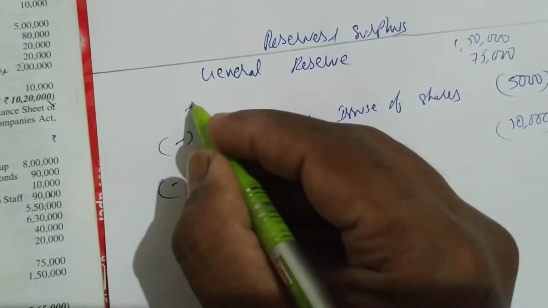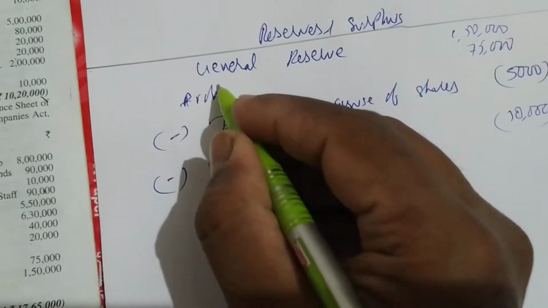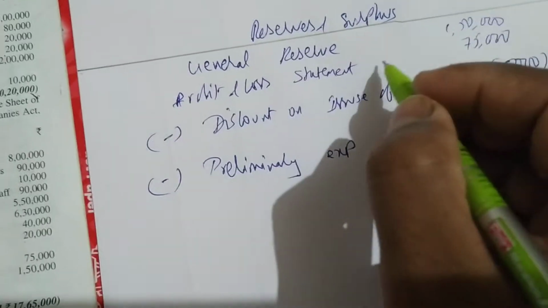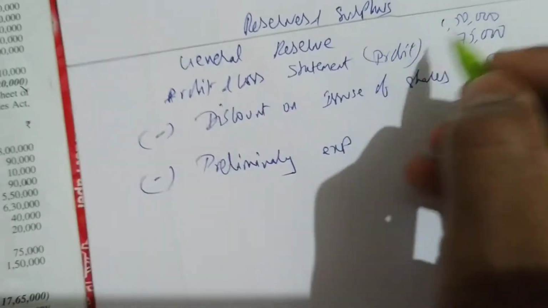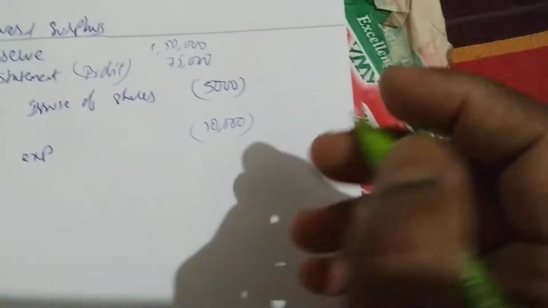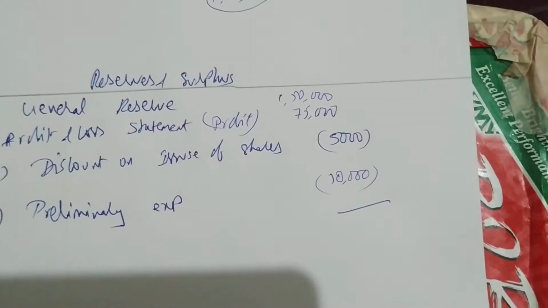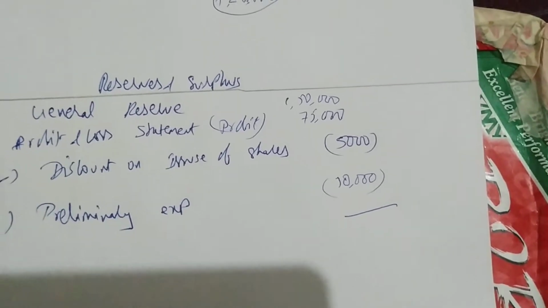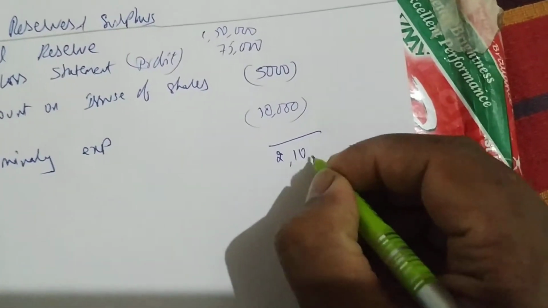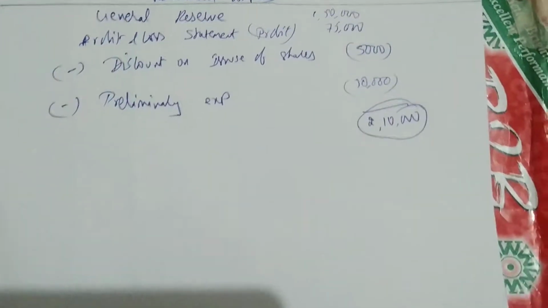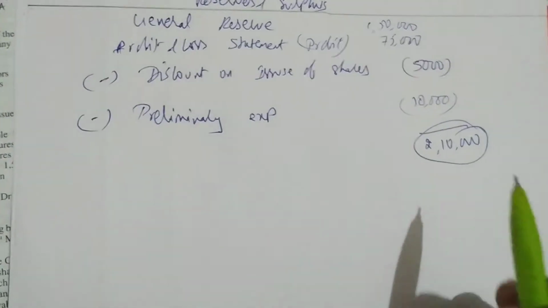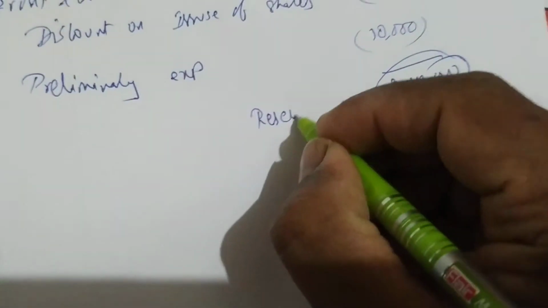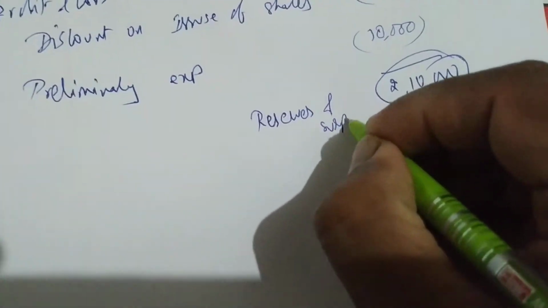So we are writing profit and loss account, statement of profit and loss. In brackets you write profit. Okay, 75,000. So you add 1,50,000 plus 75,000 minus 5,000 minus 10,000. So you will be getting 2,10,000 as reserves and surplus. This 2,10,000 you have to write in the format as reserves and surplus.